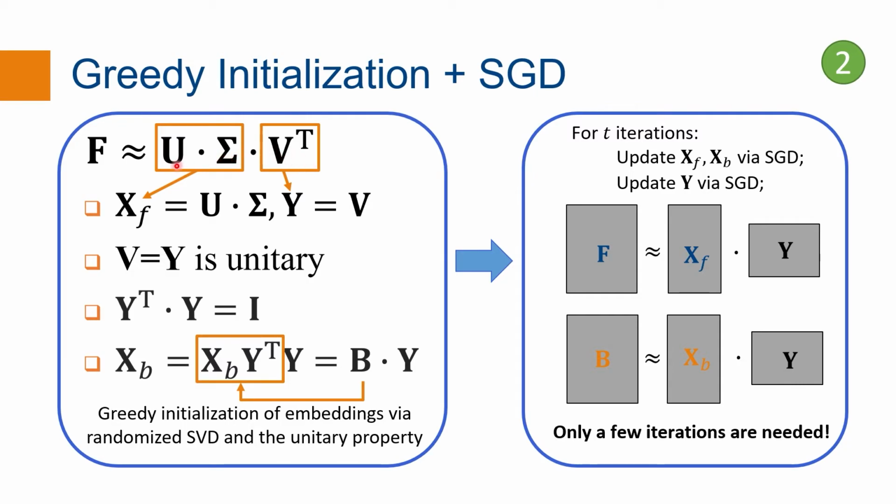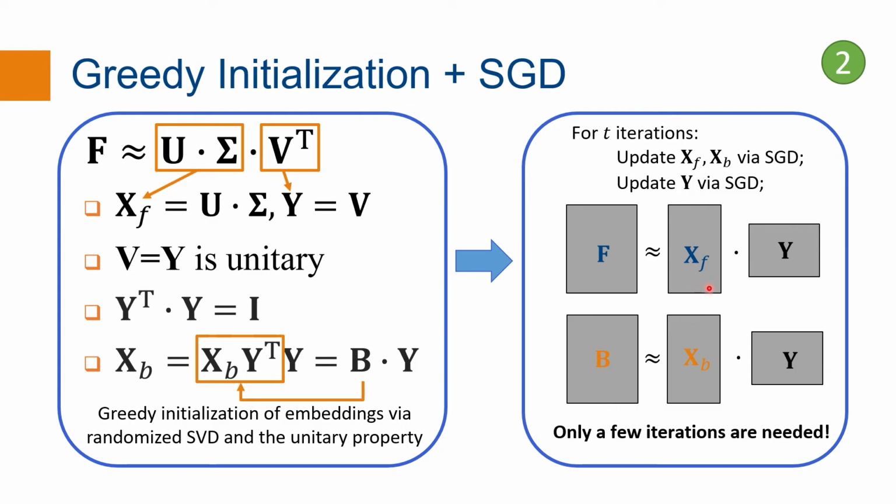Now with this decomposition, we can compute X forward, which is U into sigma, and also Y, which is assigned to V. Note that Y here is unitary, which means Y transpose times Y is equal to an identity matrix. Therefore, we can derive X backward times Y transpose equals B, and this part is Y, which we carry to here. So X backward can be computed by backward matrix B into this Y, which is initialized to V.